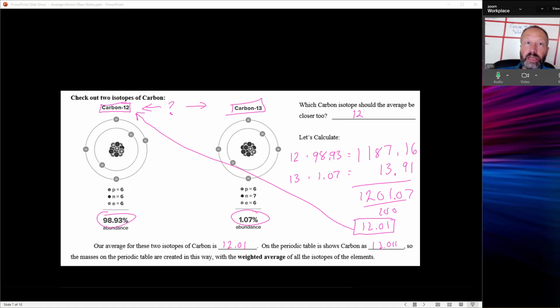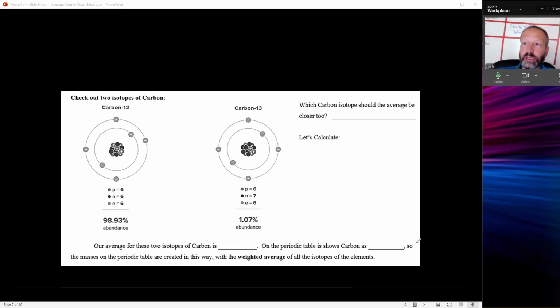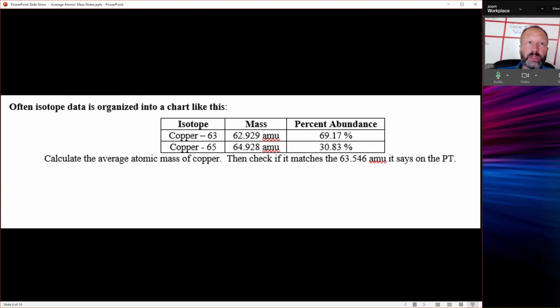I'm going to clear away, and we're going to move on to some more examples. Helps if I get my cursor back. There we go. Okay. Oftentimes, we will get data in chart form, and we are expected to work with it in chart form. I actually like it in chart form. I'll show you why. Okay.